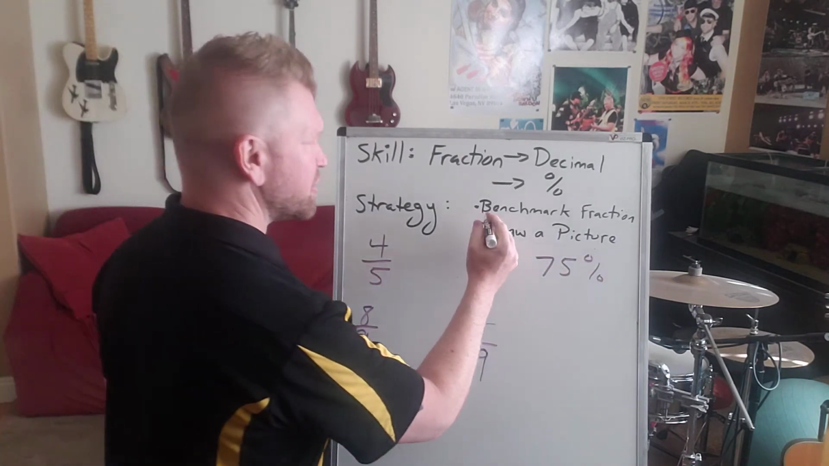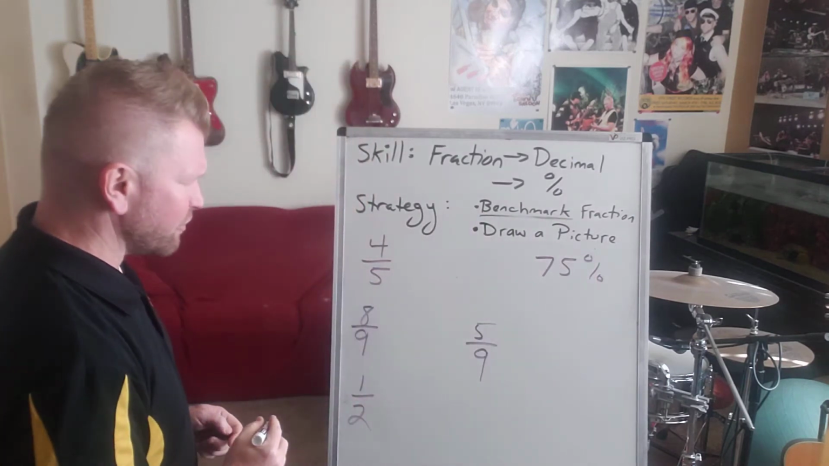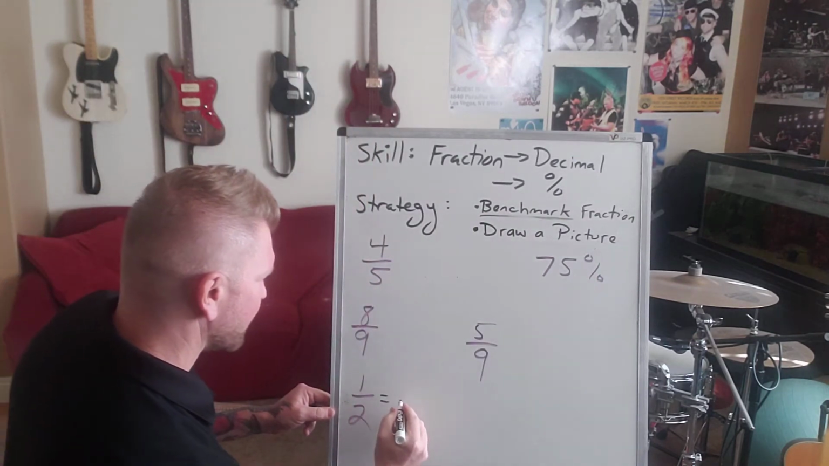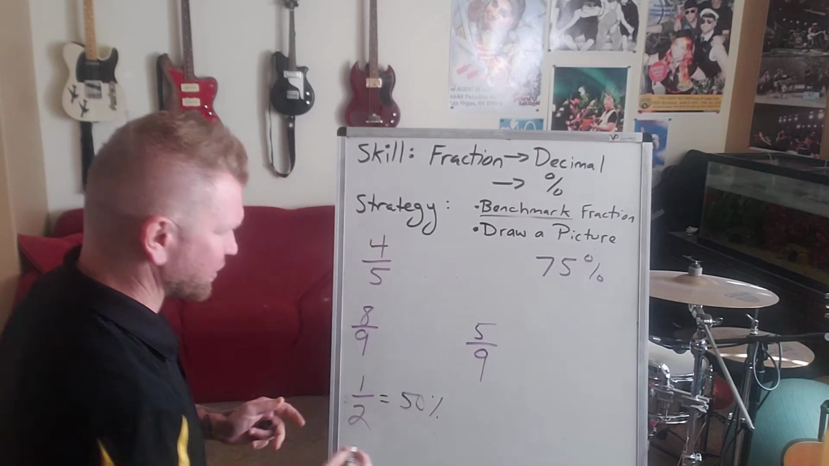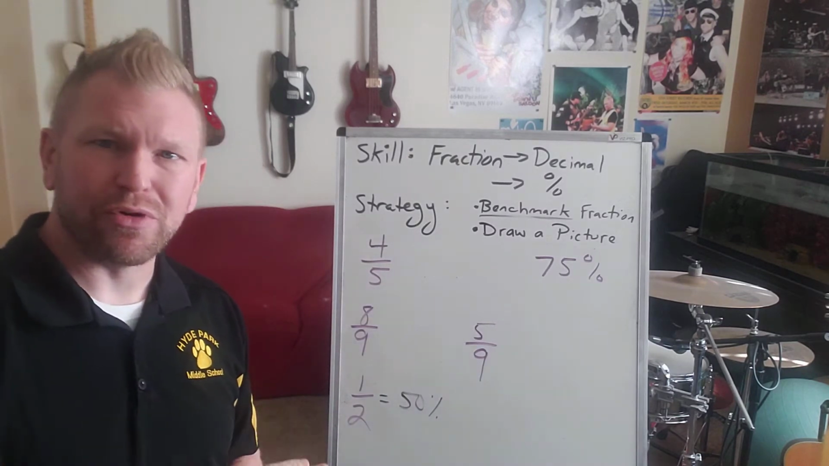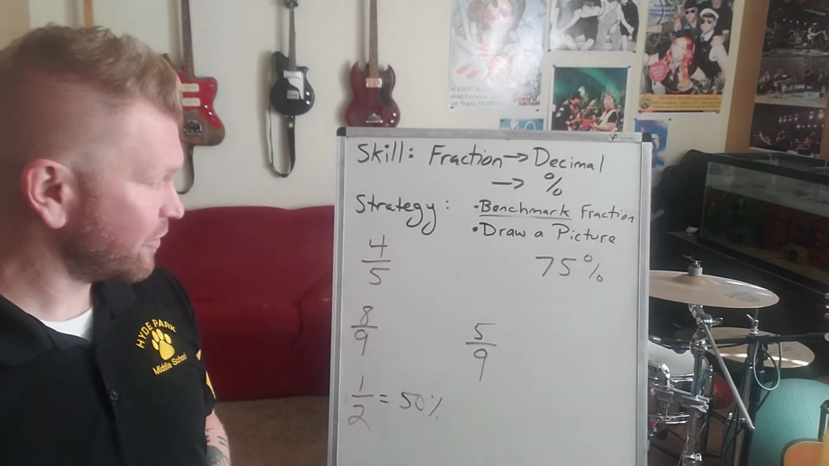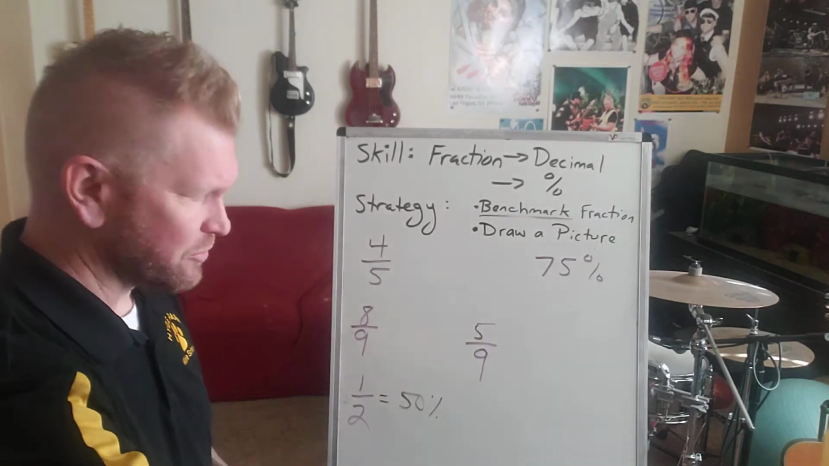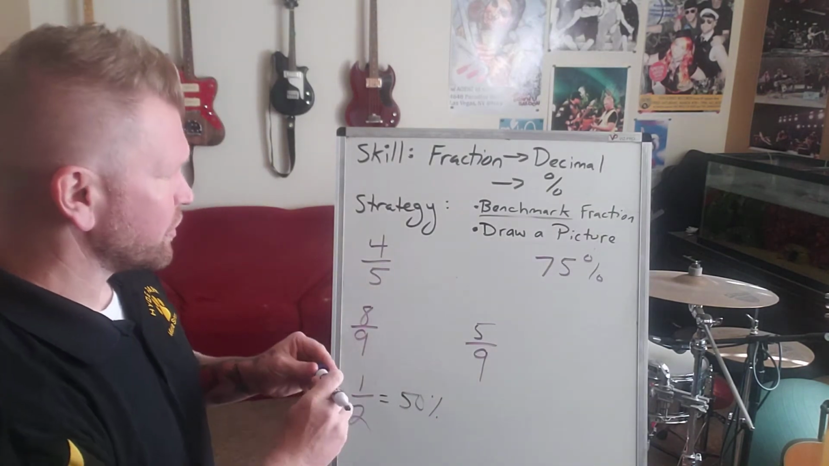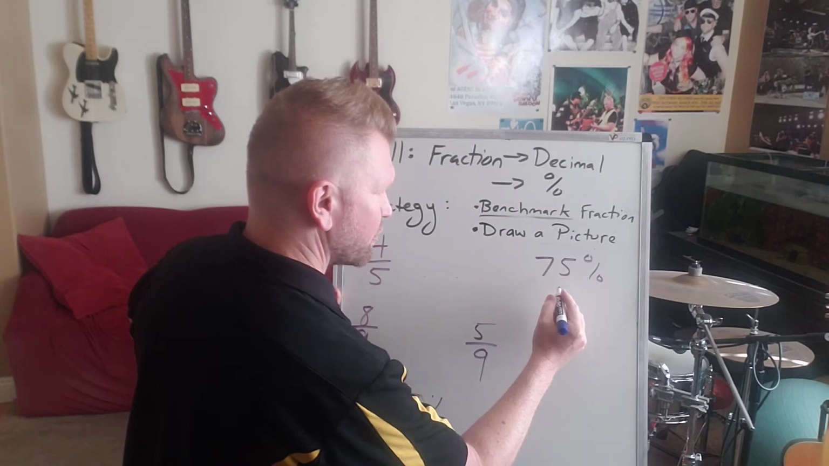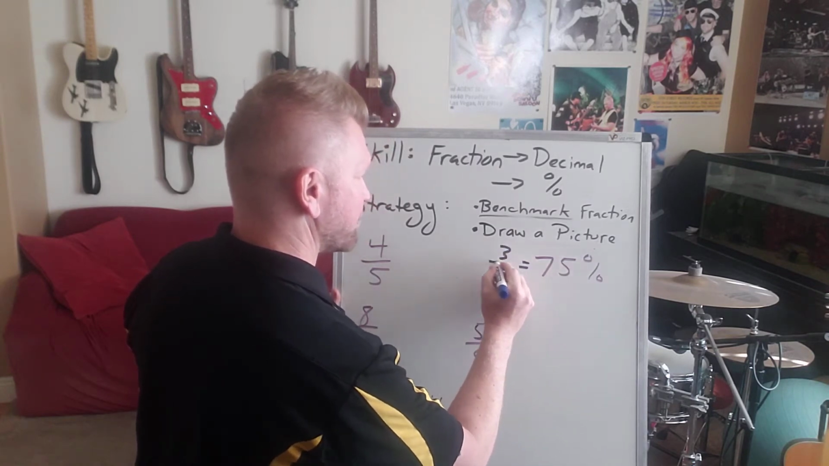What I mean by a benchmark fraction, a lot of you know that 1/2, for example, is 50%. So that's kind of like a benchmark. It's one of those we can measure: is it more than 1/2 or less than 1/2? Another benchmark that comes up an awful lot is 3/4. So 3/4 is actually equal to 75%.